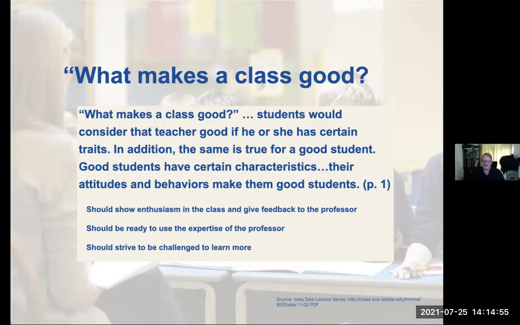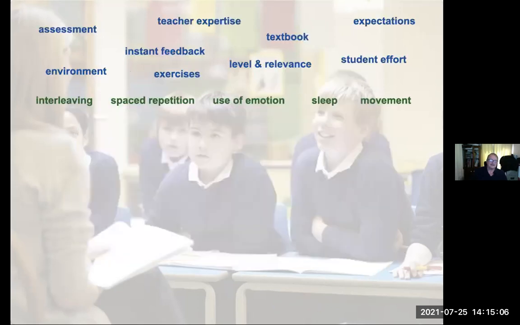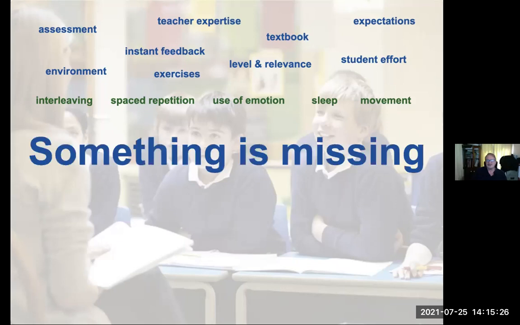Okay. Oh, interesting. I disagree with the immediate error correction. That's nice. Yeah, that's good. I like that. But we pretty much see the same kind of things: assessment, teacher expertise, expectation, student effort, level. Then down here in the green, I was going to have this as a build, but I forgot. These are things that we've learned from brain sciences: interleaving, spaced repetition, use of emotion, sleep, movement, getting people moving around. But there's something missing.